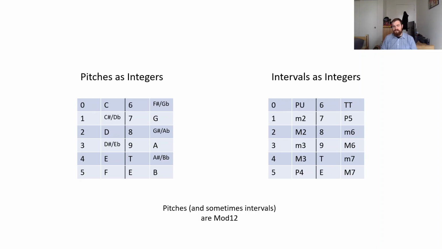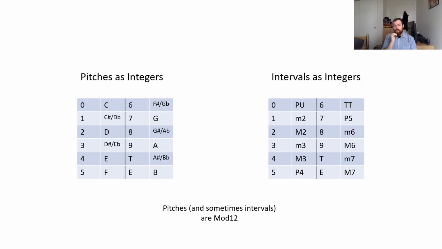We can also think of intervals as integers as well, where the distance between pitches can be reduced to an integer. So a unison is 0. You've gone nowhere. A minor third we can call a size of 3. 1, 2, 3, right? Same thing goes in both directions, right? We could have, of course, major sevenths, which in this case is 11, right? 1, 2, 3, 4, 5, 6, 7, 8, 9, 10, 11, right?